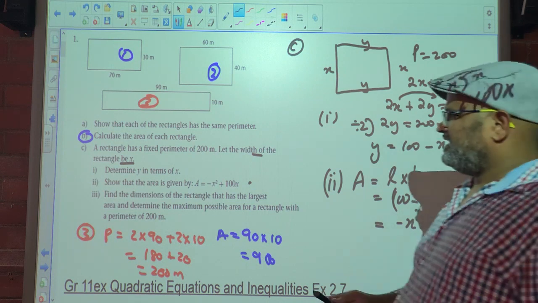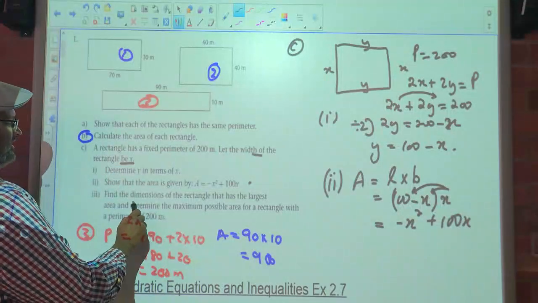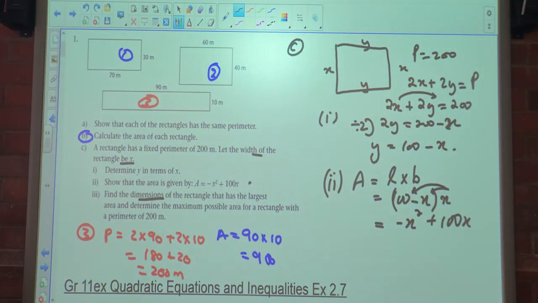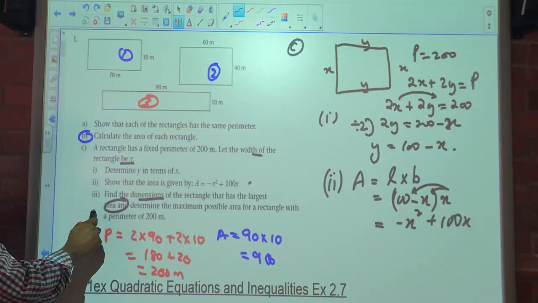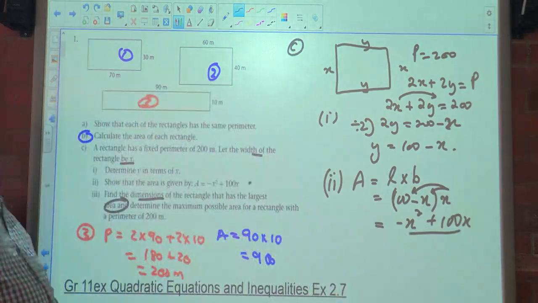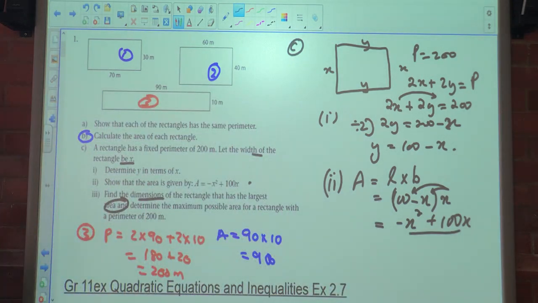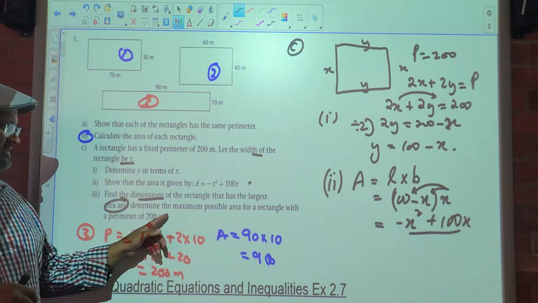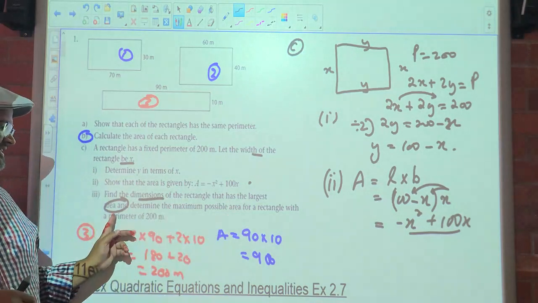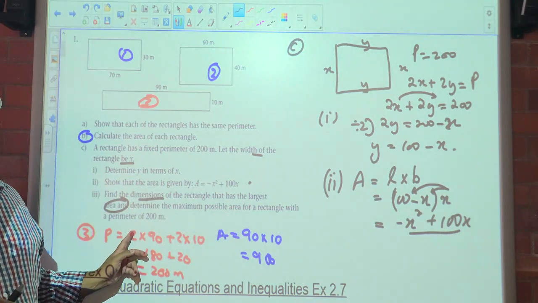Right, number 3. Find the dimensions. What are dimensions? The length? Not so. The dimensions of the rectangle that has the largest area. Can you see how to calculate area? Length times breadth. So this is the area in terms of x, the algebraic expression for the area in terms of x. Determine the maximum possible area. Here they also need to calculate the area and the dimensions if the perimeter is 200.